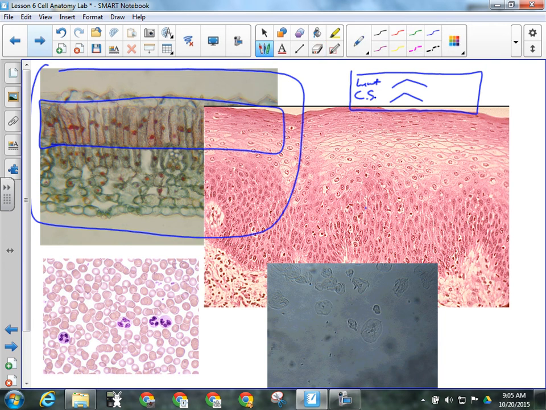Okay, and like I say, you're probably going to want to find ones that are in an area that's less dense, like this, because the cells will be bigger. Okay, and they'll be easier to see. If you're looking down here, it's going to be really hard. The cells are squished together. They're packed much more densely, and it's going to be really hard to see structures.